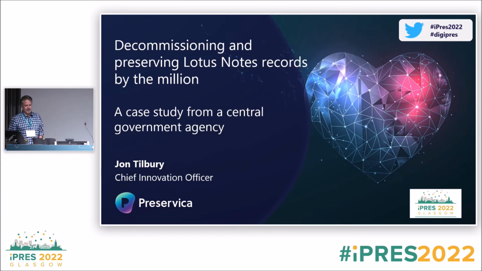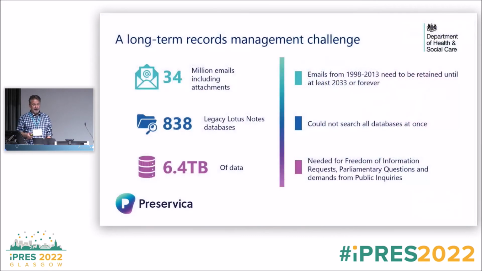So this is an instance from the Department of Health and Social Care in the UK. We're allowed to talk about it. They identify themselves. And they have 34 million emails recorded in 838 Lotus Notes databases. It's only 6 terabytes, which isn't huge, but it's a lot of objects. And this needs to be kept for quite a long time for inquiries, for holding government to account, parliamentary questions, etc. So what are we going to do about this? Because it's costing a fortune and the number of people who actually know how to use this is witheringly small.